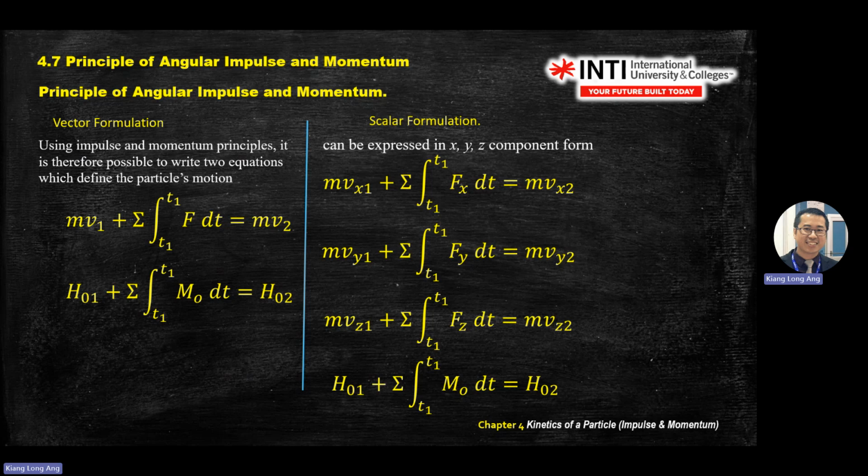So this one, the first three, mv in x, y, z, is linear impulse because of F. But there's one more equation to help you solve if anything is missing here. Let's say you have four unknowns but only three equations, which is not enough. You add one more using the angular momentum equation to solve the fourth unknown.